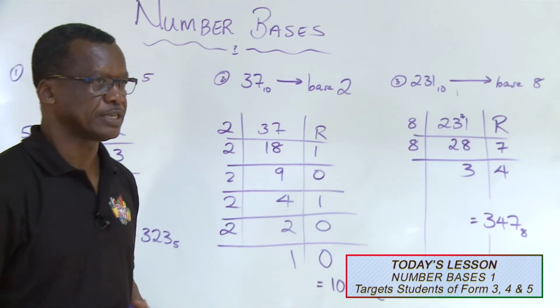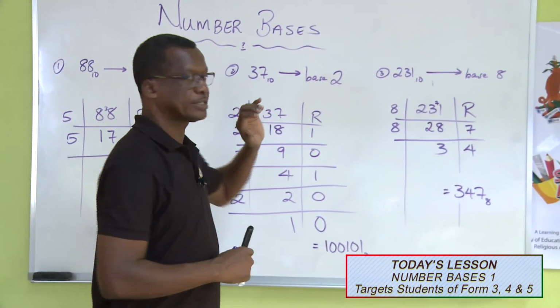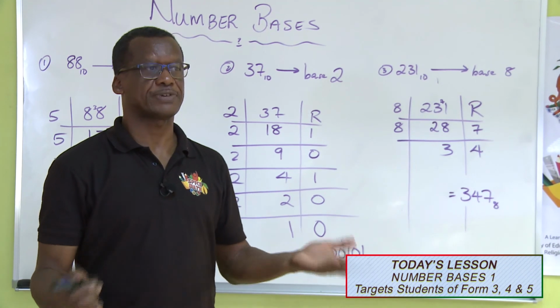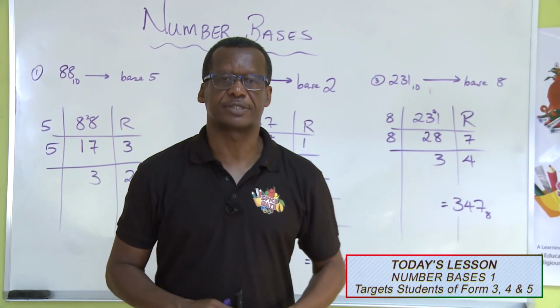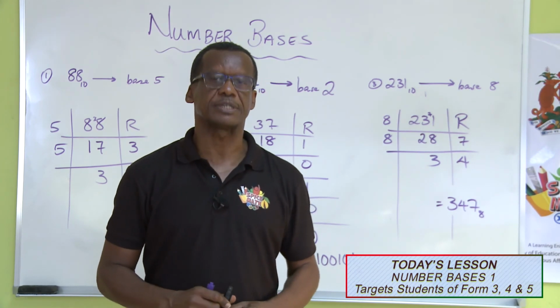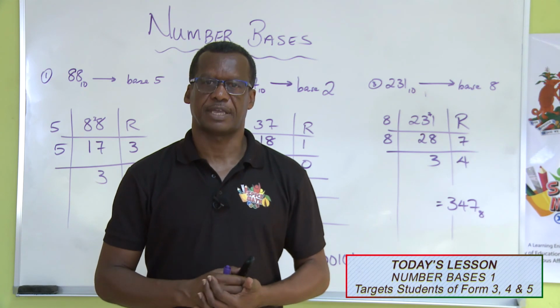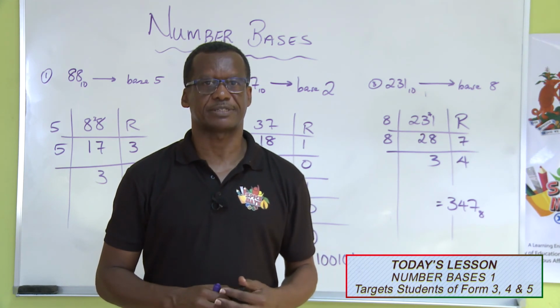Today we have seen how to convert a number in base 10 to base 8 or base 5, as a matter of fact any base, by simply dividing repeatedly by the base until we get an answer that is less than the base, and we keep tracking the remainders.